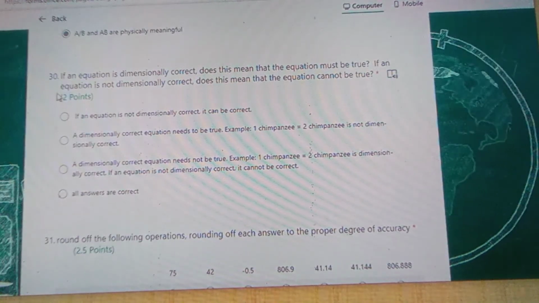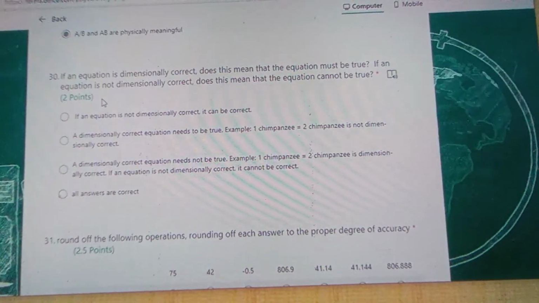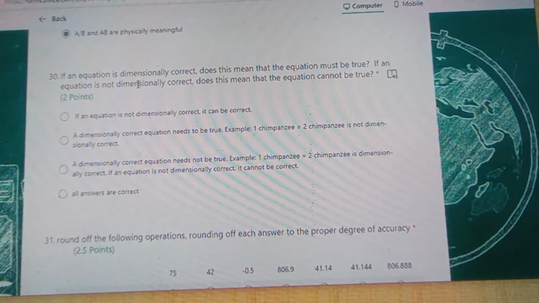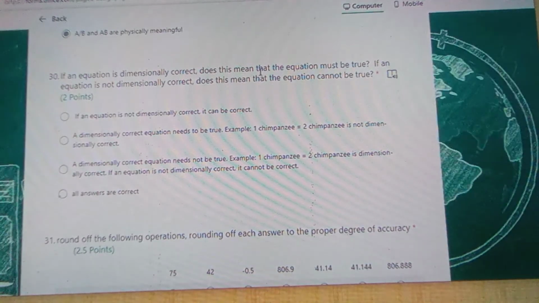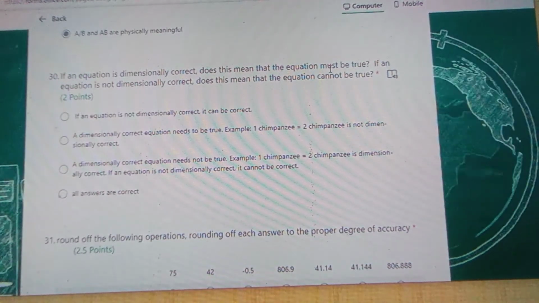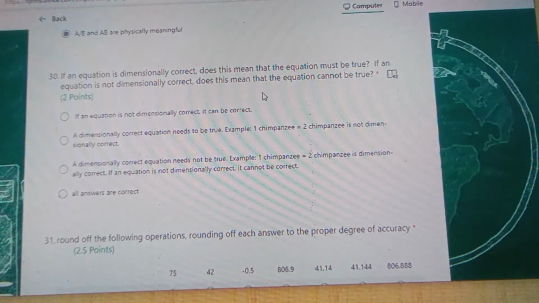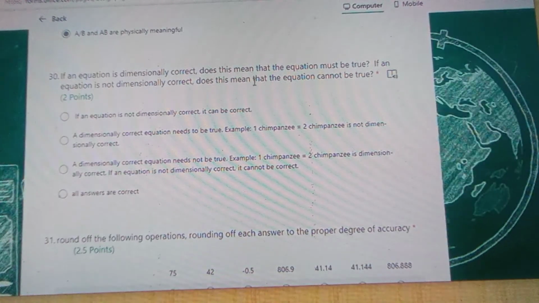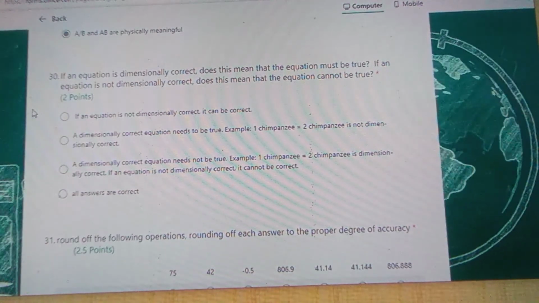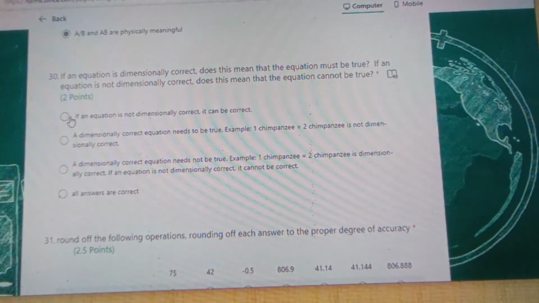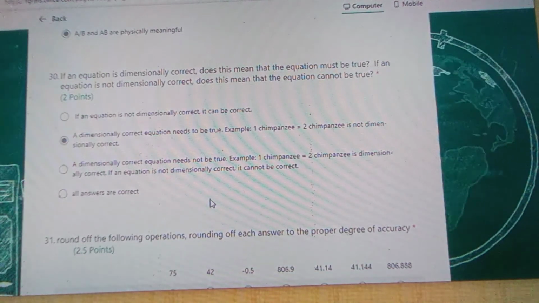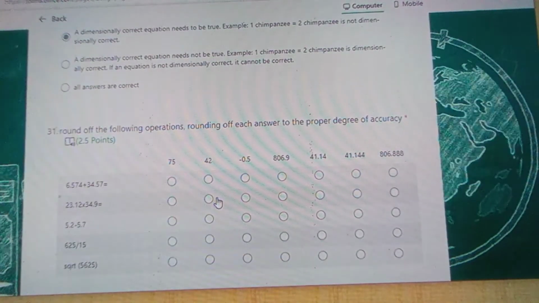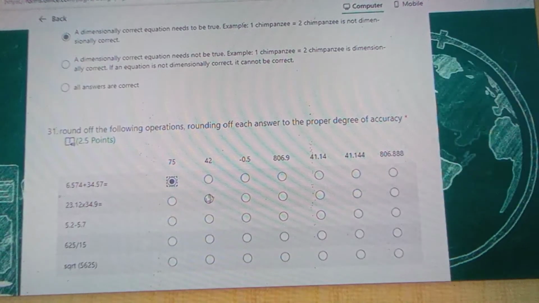From question number 30, if an equation is dimensionally correct, does this mean that the equation must be true? If an equation is not dimensionally correct, does this mean that the equation cannot be true? Okay, so you will choose. Read the given options.